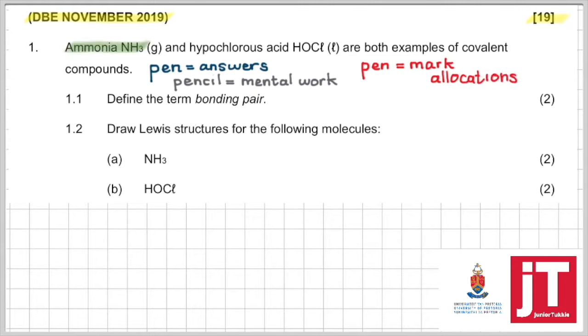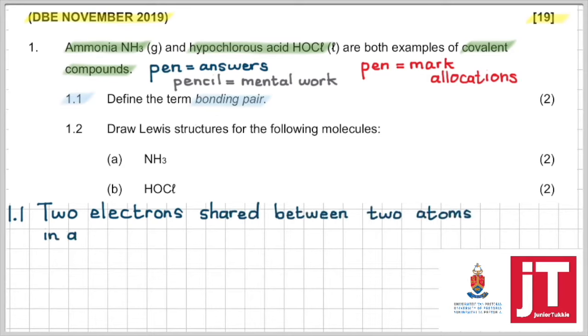Question 1 says, ammonia and hypochlorous acid are both examples of covalent compounds. Question 1.1 says, define the term bonding pair. Ladies and gentlemen, it is very important that you learn the definitions that your teacher says you should learn off by heart. Not all of the definitions given in your textbook will get you full marks, so always pay attention to the instructions given to you by your teacher. We say that a bonding pair is two electrons shared between two atoms in a covalent bond. And for writing this down, you will obtain 2 marks.